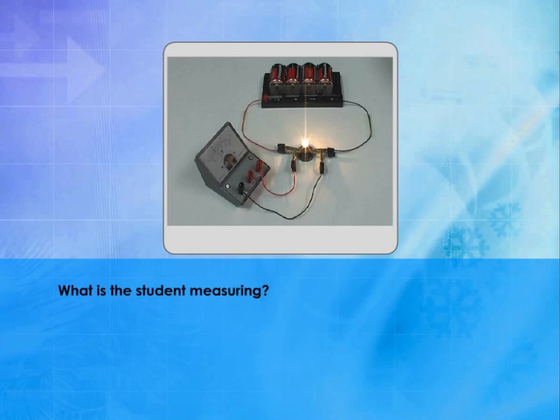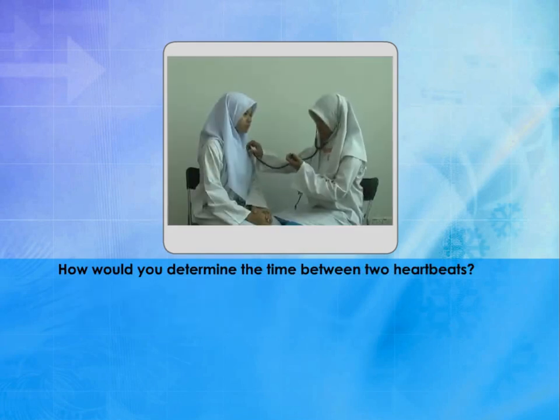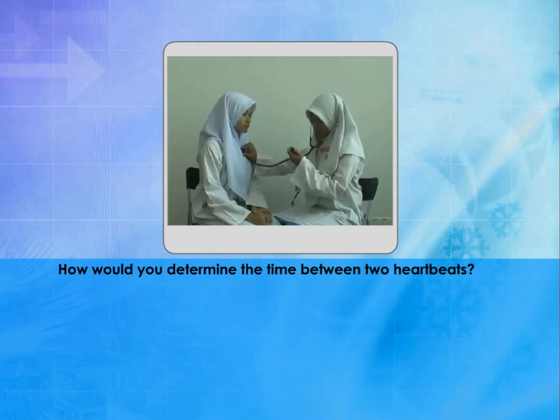What is the student measuring? What measuring instrument is he using? Can he use any other instrument to take the same readings? How would you determine the time between two heartbeats?